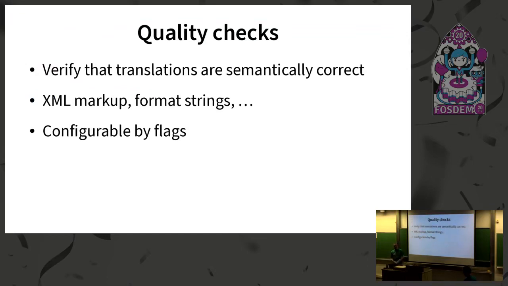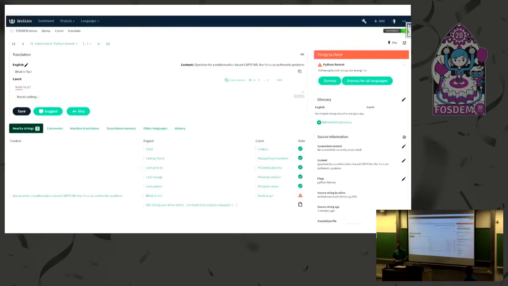One of the first things which happens during the import, and this is why it sometimes takes long, is that we have quite a lot of quality checks that try to detect common mistakes in the translations. They detect things like format strings, which in compiled languages are frequently used to build up messages, or XML markup like placeholders in Android or XLIFF files. And all these things are configurable by flags. So what happens when you have something wrong is you will get something to check.